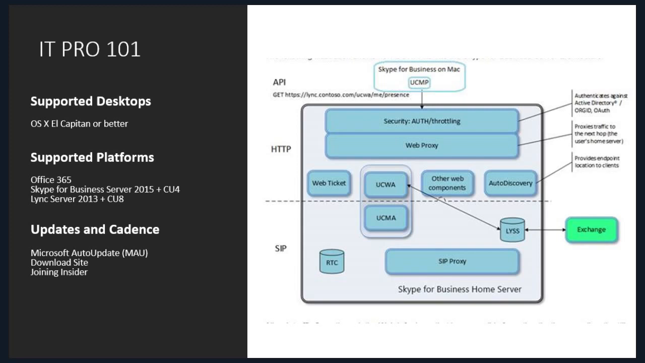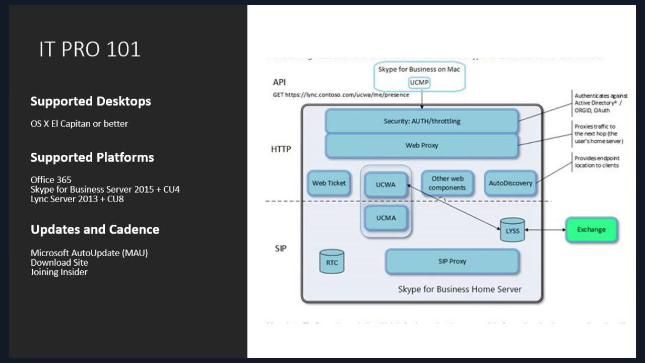Unlike Link for Mac, which is the older version, in SfB on Mac we support two operating systems, OS X El Capitan and Sierra. Sierra is the latest version, of course, and a lot of people have chosen to upgrade to that. We're seeing about a 50-50 spread of users on El Capitan and Sierra. Sierra comes default in all the new Macs nowadays.